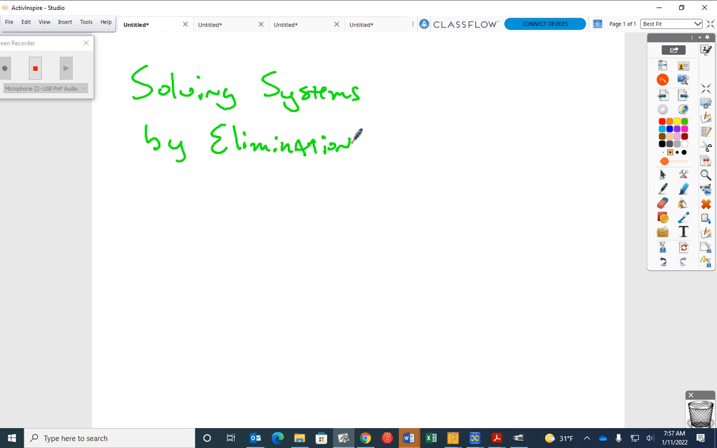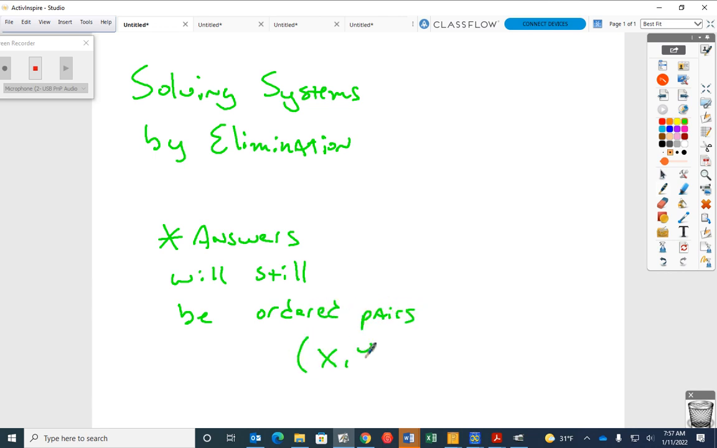We're going to use what we have in a system of equations to get rid of one of the variables. Now the thing is, nothing changes. This is systems just like the other systems, and all of our answers are still going to be in ordered pairs. So we're still going to have solution sets. We're going to have an x and a y. Is this factoring? Nope, this is actually pretty easy.